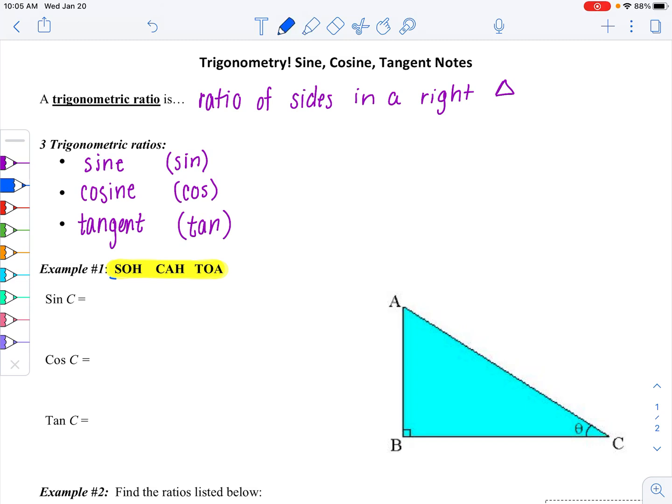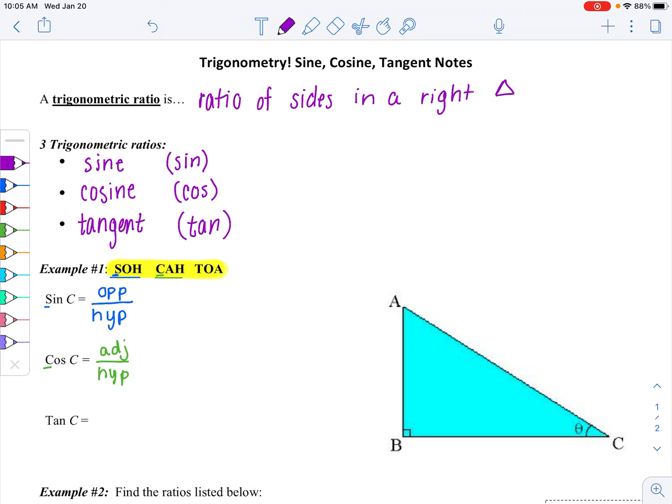The first one here is SOH. That stands for sine in the S. OH means we're going to have the opposite side over the hypotenuse side. That's what the O and the H represent. Looking at the CAH, this C stands for cosine. The next letter is A, which is adjacent, over H, which is hypotenuse. I'll explain what that opposite, adjacent, hypotenuse is in a quick second.